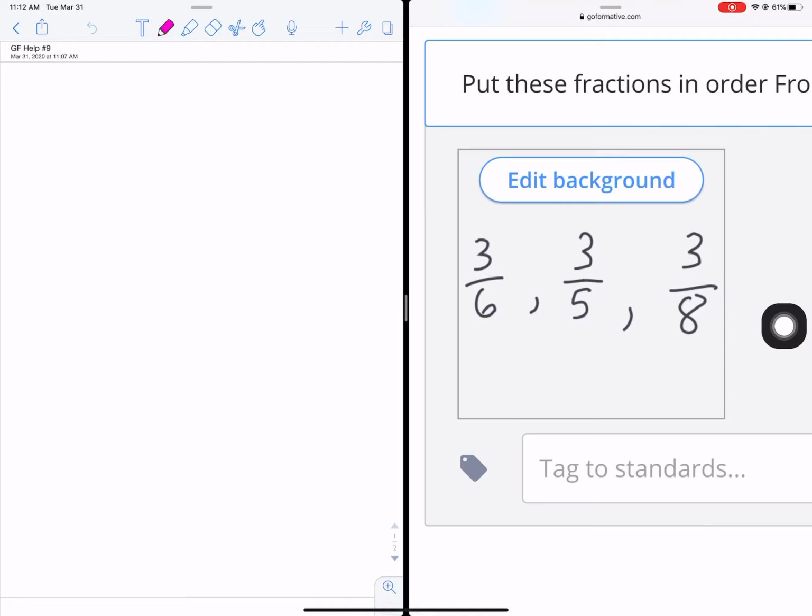The other way to do that, if you do not have the decimals memorized, is just to grab a calculator and do 3 divided by 6, do 3 divided by 5, do 3 divided by 8. Then you'll figure out all the decimals, and then you'll know the order from least to greatest. Another way kids do it is they see that all the tops are the same, so therefore the bigger bottom number is going to be the smallest one, and it's going to work just like that all the way through.